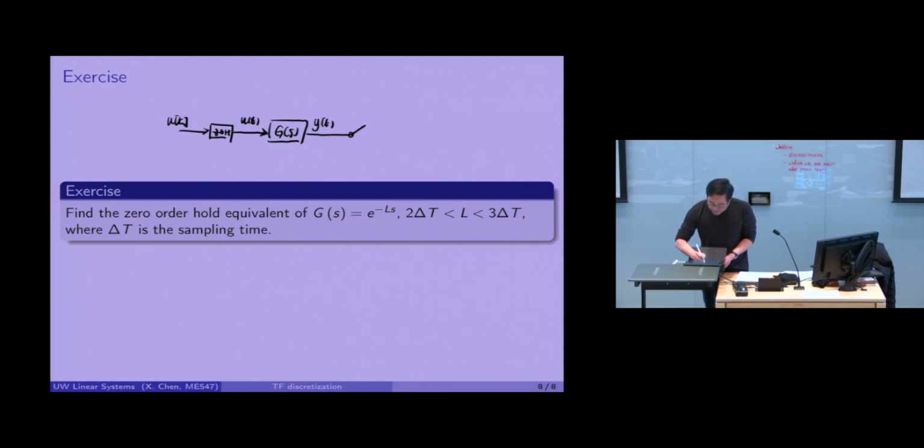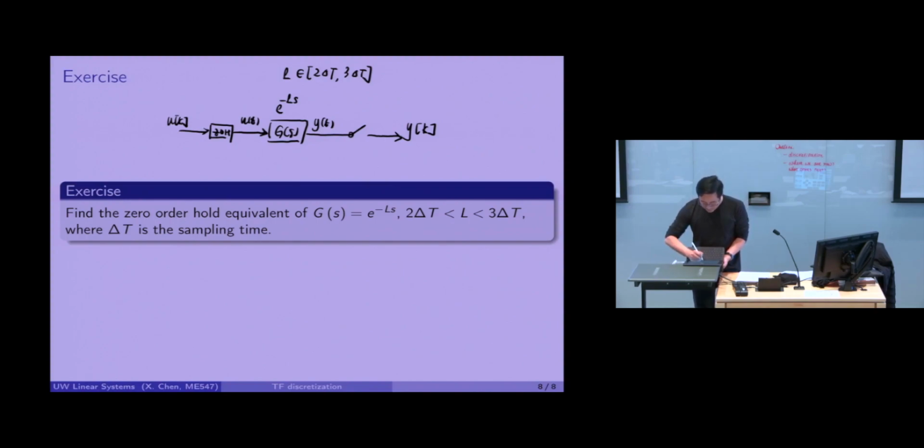If my system is simply a delay operator, G of s equals e to the negative Ls, where this L is between 2 delta t and 3 delta t. It just delays the input. Let's take a look at this example together.